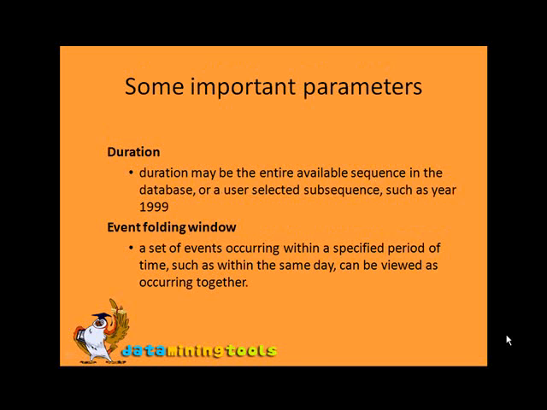Let's understand some important parameters. Duration. Duration may be the entire available sequence in the database or a user selected subsequence. For example, it might be the year 1999. Event folding window. A set of events occurring within a specified period of time, such as within the same day, can be viewed as occurring together.